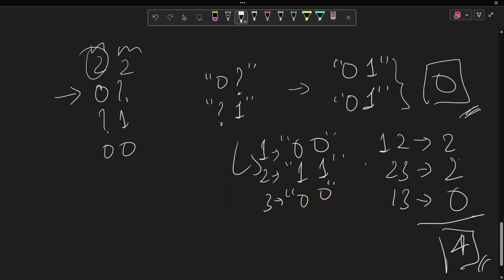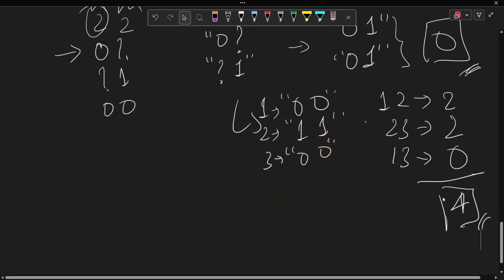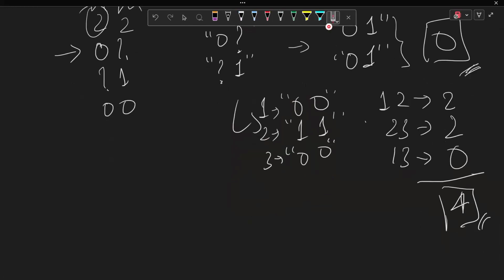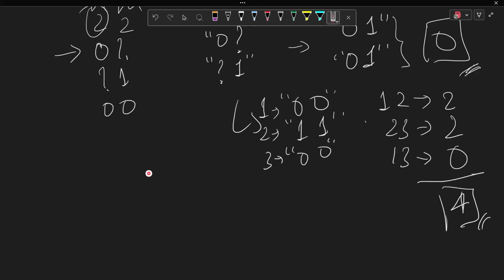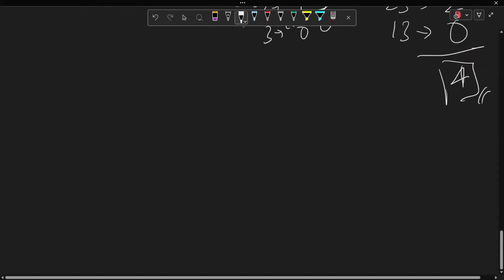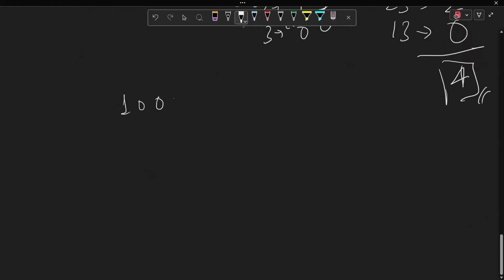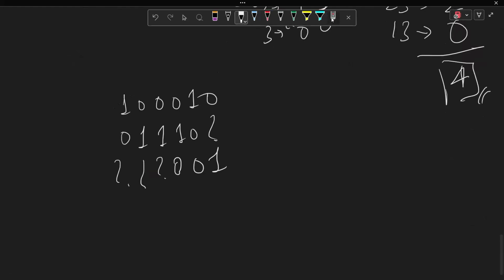So 4 would be my final answer if this 4 is the maximum that we can get by any kind of replacement. Okay, so I hope the problem is clear, what you need to do. Now you just need to find how you can maximize this Hamming distance. If you look closely, let's say you have some binary strings, and then there are some question marks also. Let's index them 0, 1, 2, 3, 4, 5.